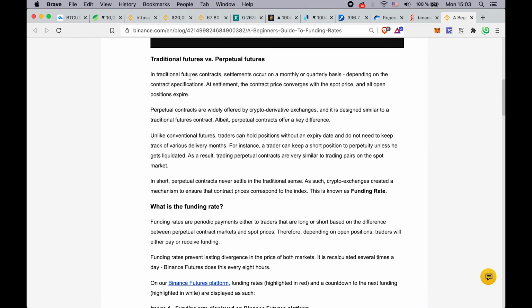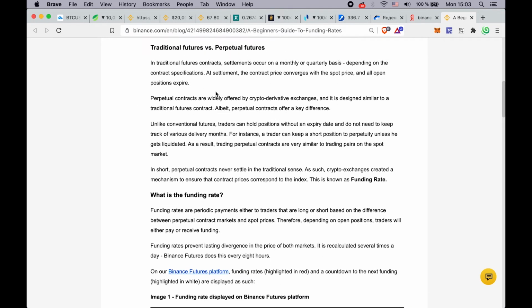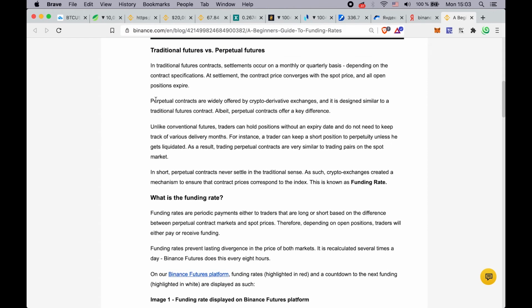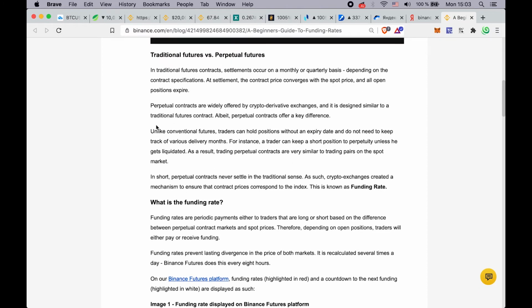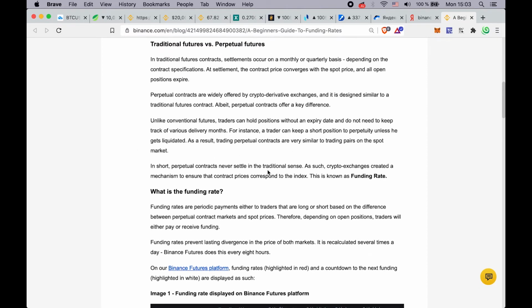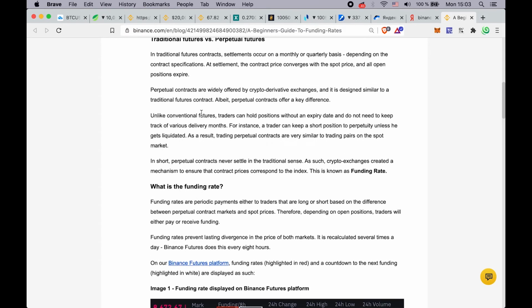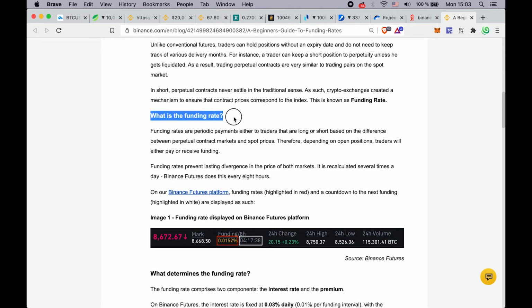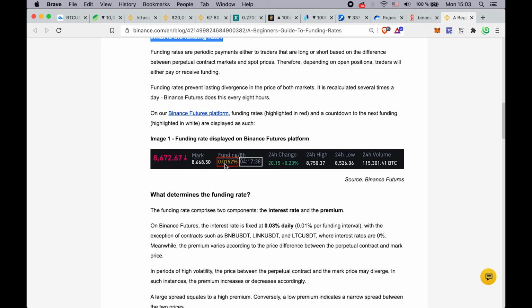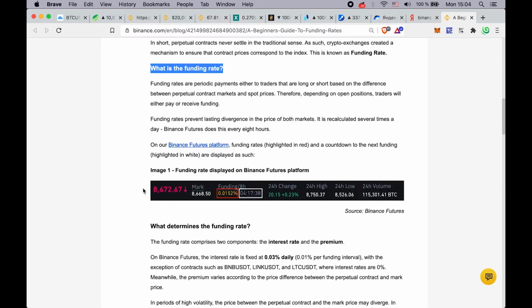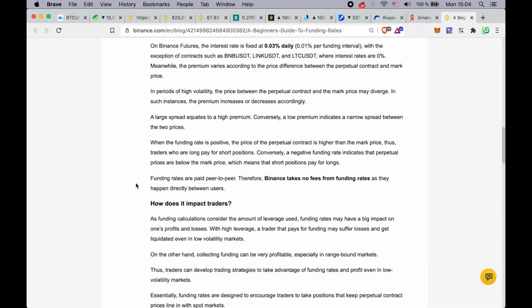Here we are at the Binance funding article, an introduction to funding rates. As you see, in traditional futures there is no funding because there is an expiration date. Refunding happens on the expiration date every 3 months, but on perpetual futures there is such a thing as funding. So we're going to start from the end. Look, Binance takes no fees from funding rates, as they happen directly between users.